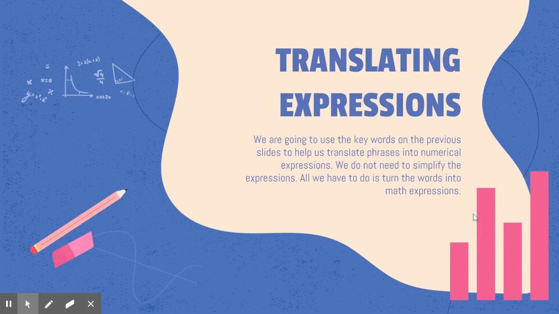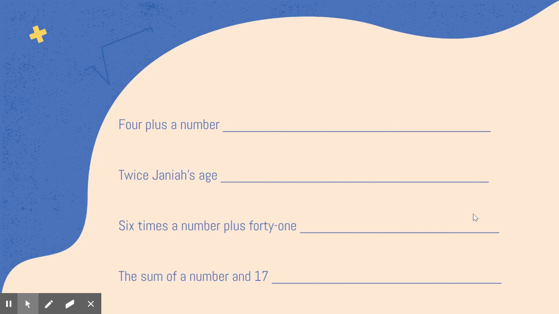So here we're going to have written phrases and we're going to translate them into numerical and algebraic expressions. You don't need to simplify these, you just need to write them with numbers and operations. So like I said, 4 plus a number, you're going to write the number 4, the addition sign, and then a number. We don't know what a number is. It could be anything. So that's when we represent it with a variable. I used the letter N. You can use any letter you want in the alphabet.